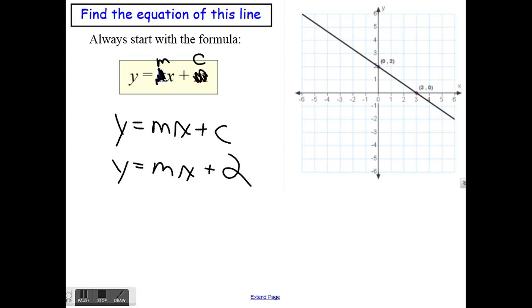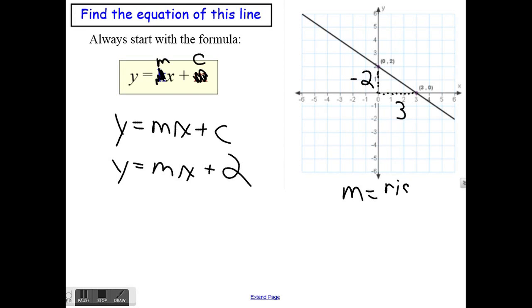So my slope, if you remember, is rise over run, or the change in y over the change in x. Change in y is minus 2, change in x is 3. So my slope is negative 2 over 3. And then finally, you just put it into your equation and we are done. So my equation is y equals negative 2/3 x plus 2.